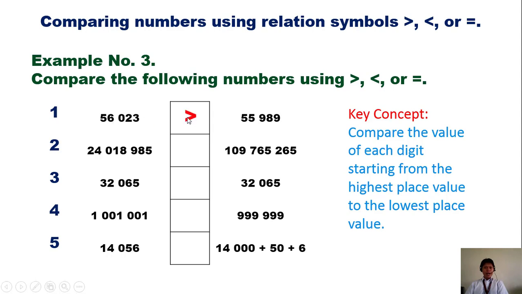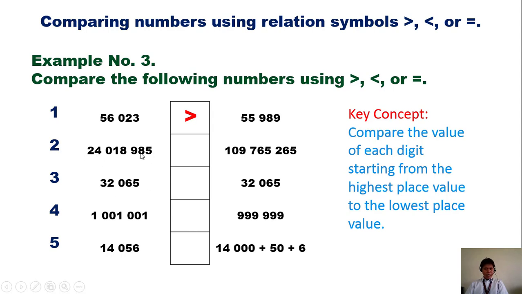So we can write the greater symbol. In case you forget the name of these symbols, just consider this one: if the mouth is facing to the left, it is greater. Because if you read this one, it is 56,223 is greater than 55,989. We have number 2.